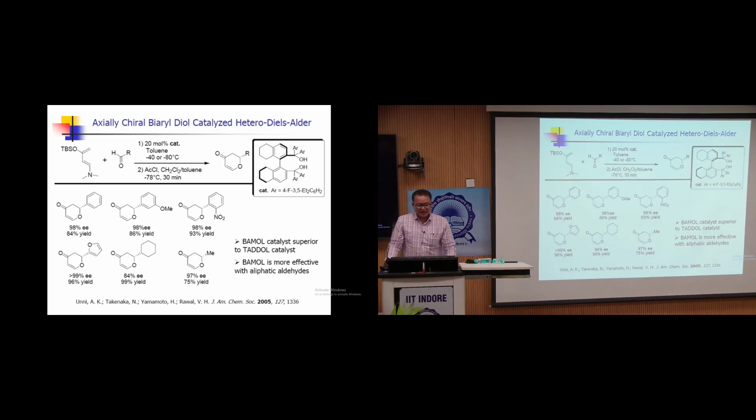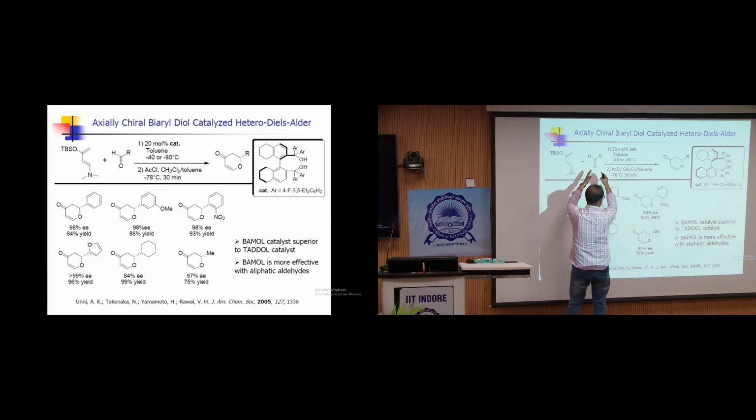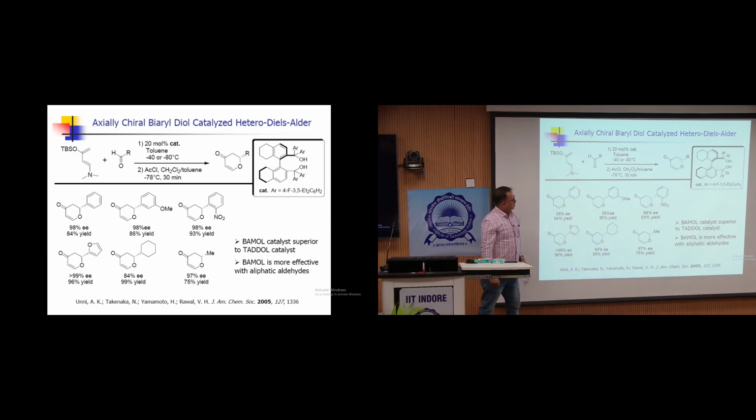The next report, in 2005, after 2 years, they come up with an axially chiral biaryl diol catalyzed hetero-Diels-Alder reaction. This is the molecule. It gets published in JACS, and they show that it's 20 mole %. They join 4+2, delivering a wide range of cycloaddition products, at -40 or -80, depending on what starting material they have taken.